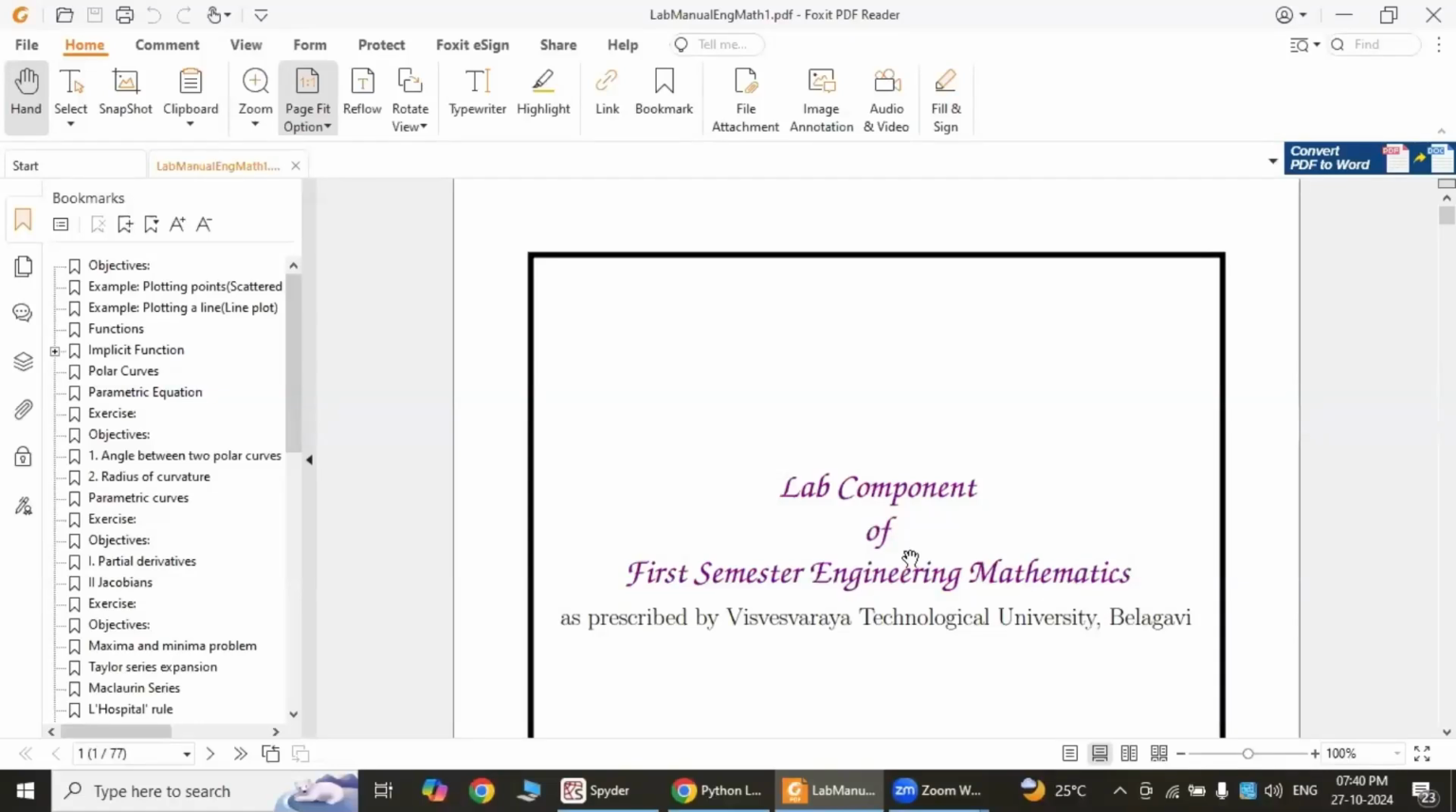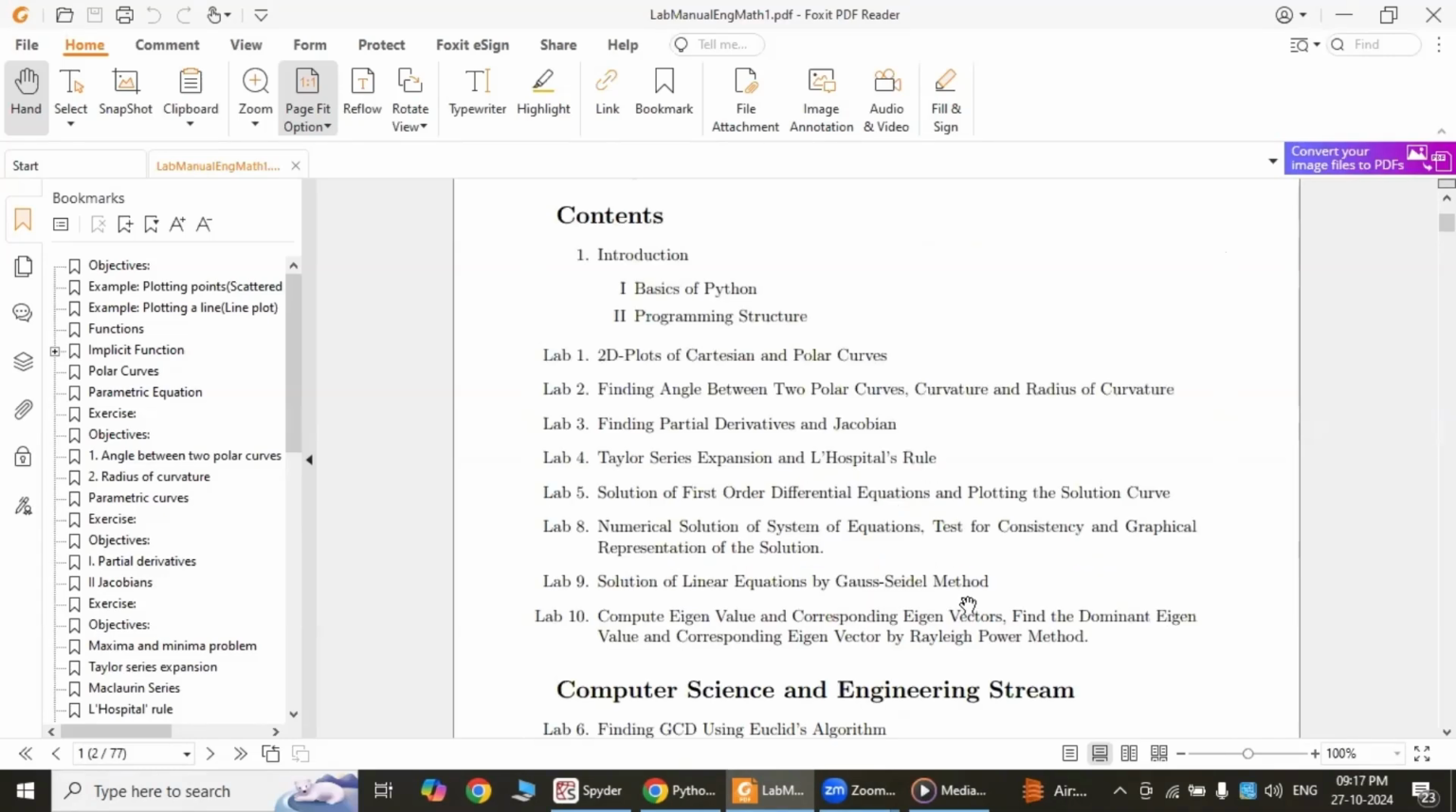Hey everyone, today we are going to dive into the exciting world of engineering mathematics, specifically the lab components that you'll encounter in your first semester. These are the contents of the lab. Introduction. This provides an overview of the course, its objectives, and prerequisites.